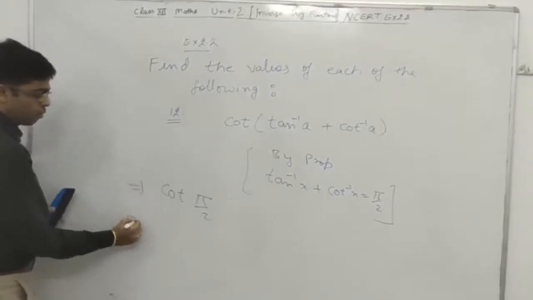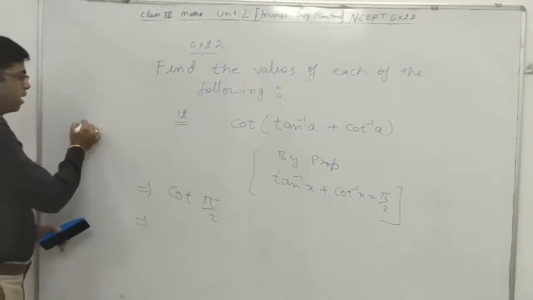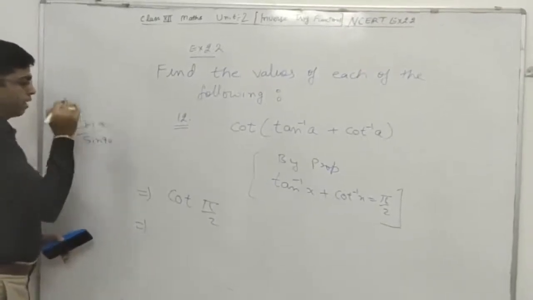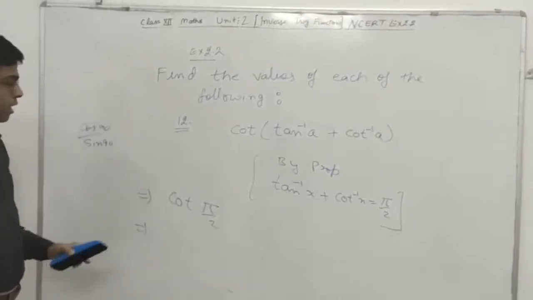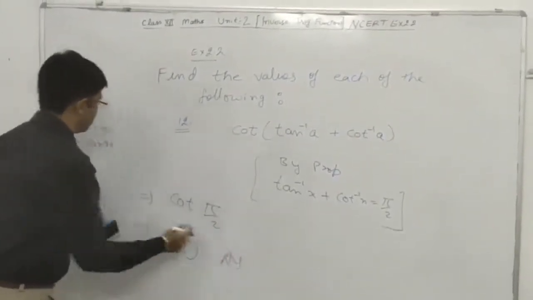Now we have to write the answer of this, cot 90 degrees. Cot 90 is cos 90 upon sin 90 degrees. And cos 90 is 0. So this answer is 0. This is the final answer.